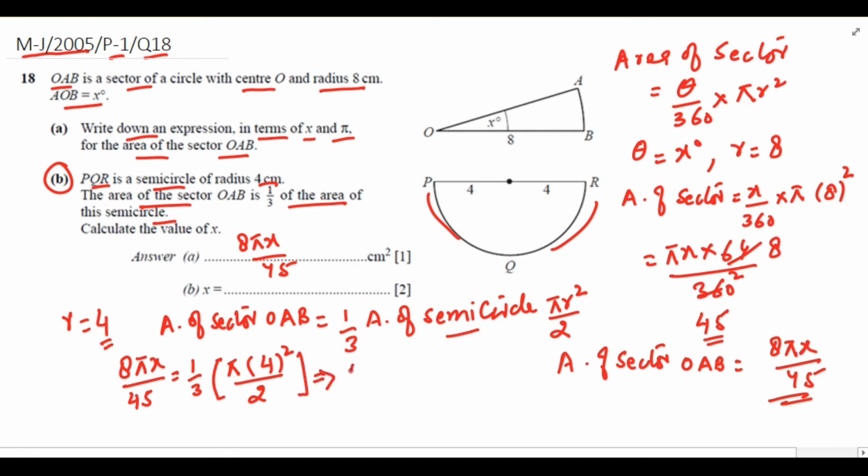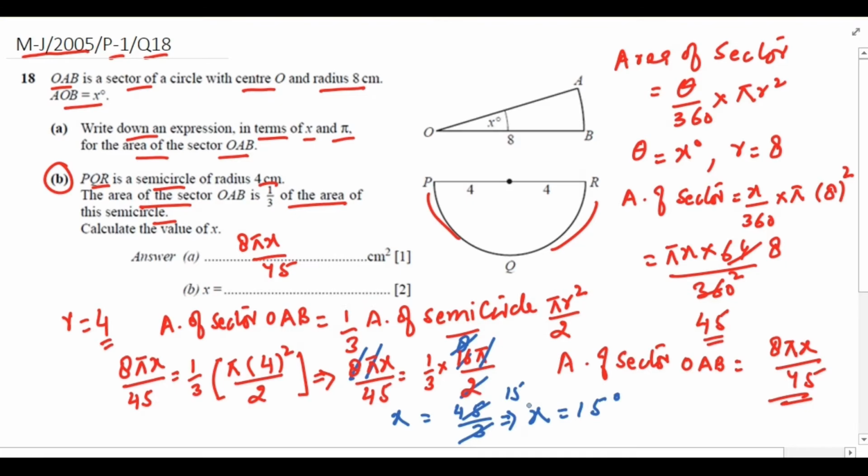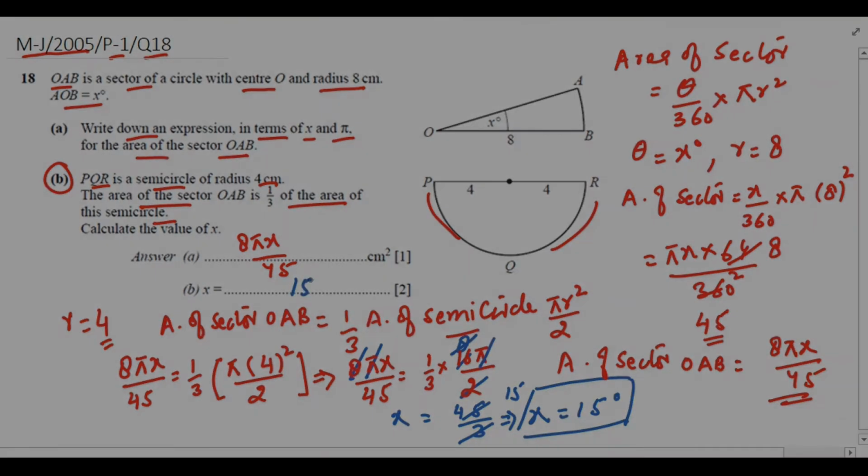This implies that 8 pi x upon 45 is equal to 1 upon 3 into 16 pi upon 2. Now cancelling out 2 and 16, we get 8. Pi cancels out, 8 and 8 cancel out. So we get x is equal to 45 upon 3. This implies that x is equal to 15 degrees, which is our answer.